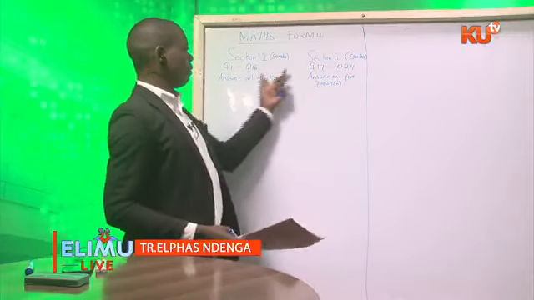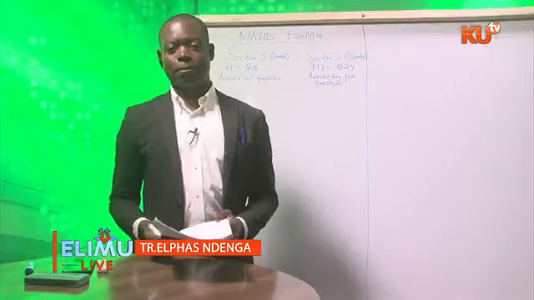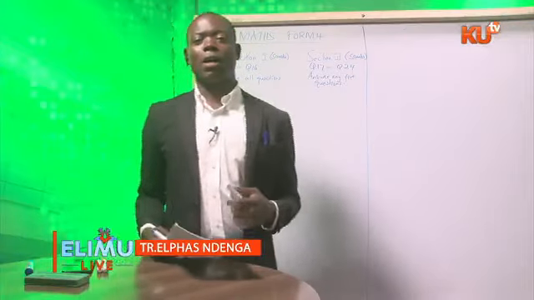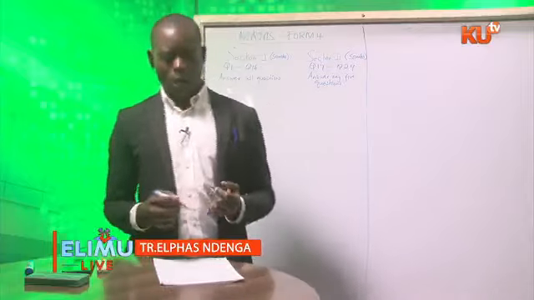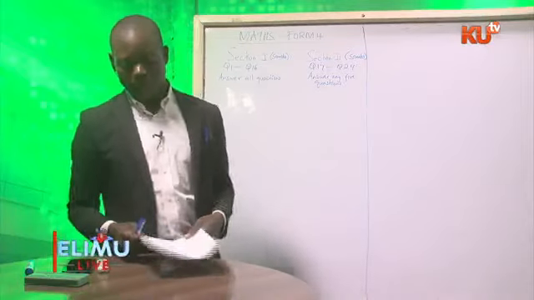And so 50 plus 50, then your final score will be 100 marks. And these are the sections that we are saying cover content majorly from Form 1 and Form 2 work, as we shall be able to highlight.